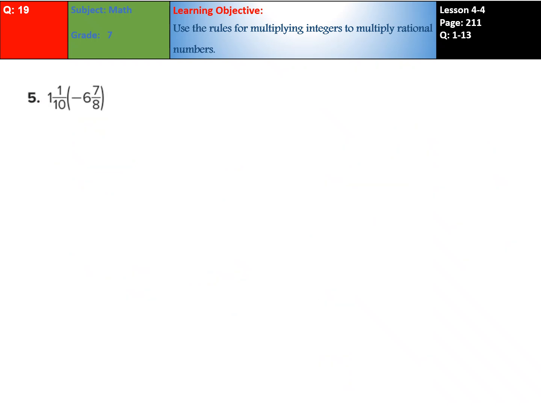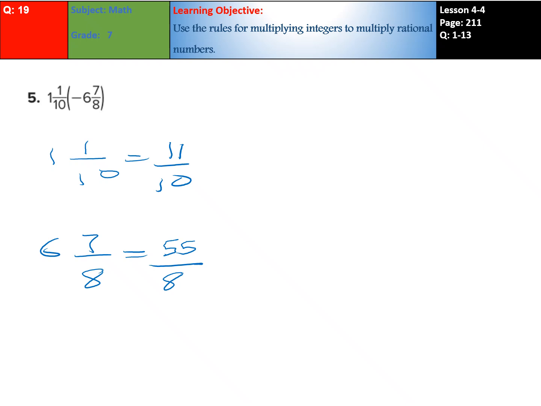I will solve one more question with you. With the help of that, you can solve the next questions yourself. So again, here we have mixed number 1 1/10. So 10 times 1 plus 1 is 11/10. And we have 6 7/8, 8 times 6 is 48 plus 7 is 55 over 8.